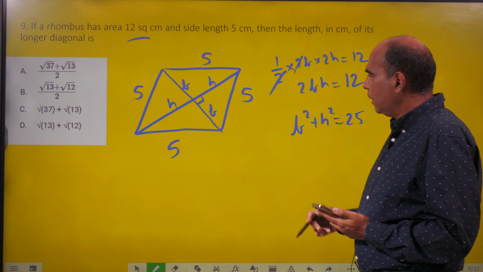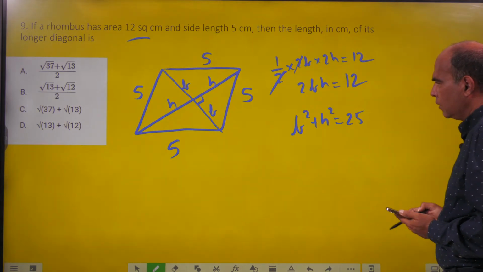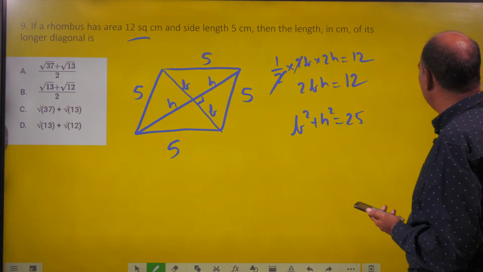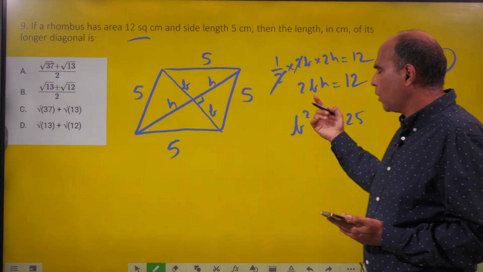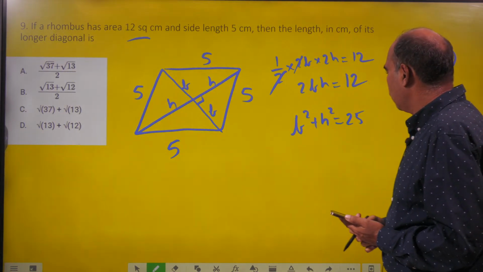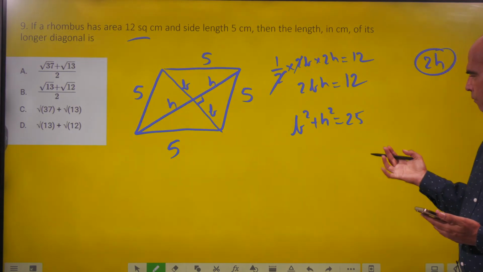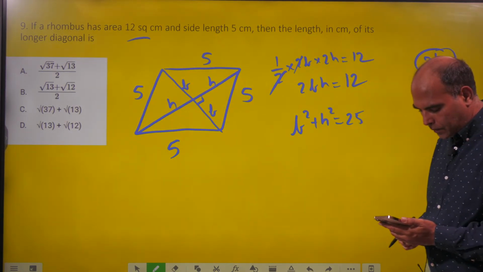And they have asked us the length of the longer diagonal. So the target value is the value of 2H. So either I find B or I find the value of 2H. So there's a very simple reaction at this point, which a lot of people missed in this question.